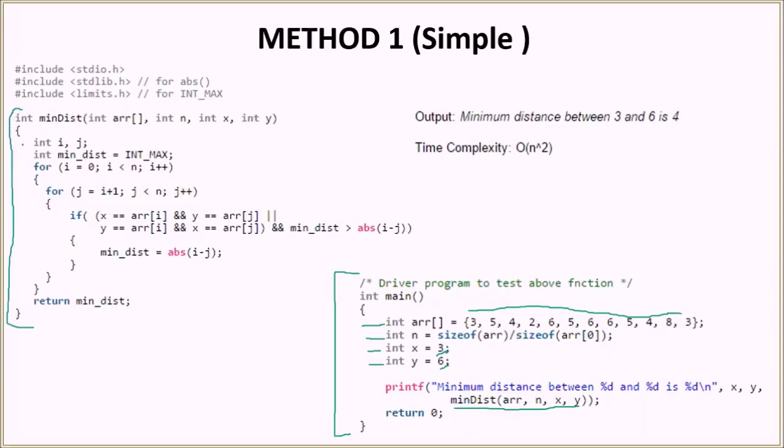As per the algorithm, we first of all have to initialize the minimum distance as INT_MAX, that is the maximum possible integer value, and from here we'll minimize it down. Then we have two loops. One is this loop, the second loop is this. This goes from i to n minus 1. This goes from i plus 1 to n minus 1. And then we check if x is equal to array[i] and y is equal to array[j], or it's the other way around.